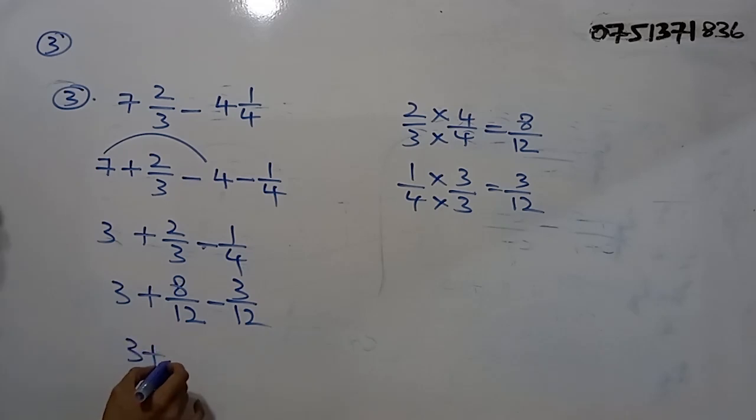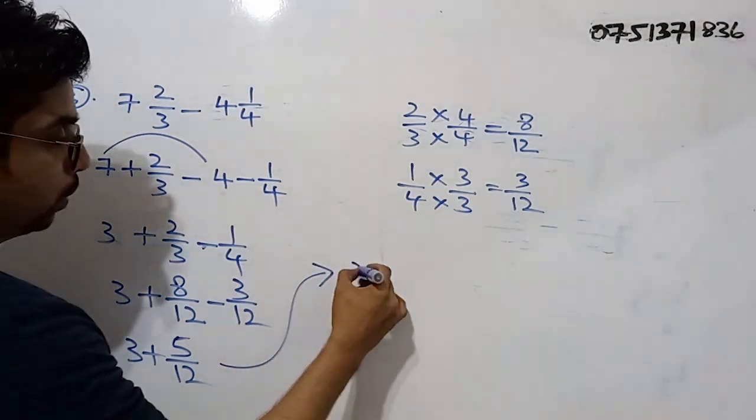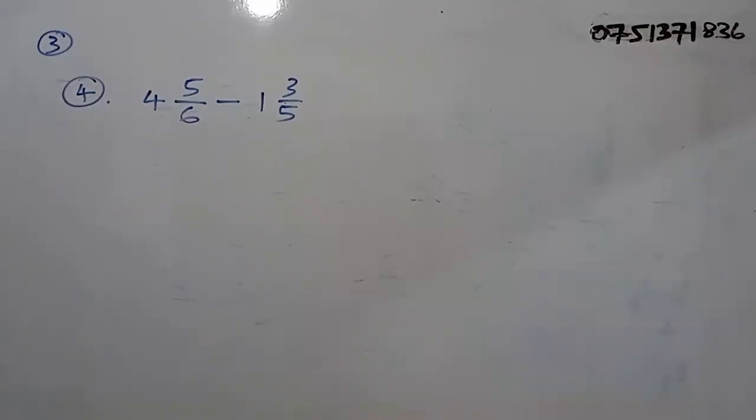So now we can simplify these two fractions. So 3 plus, what's the outcome here? 5 by 12. Right? So now we can continue over here. So 3 and 5 by 12. So that's the answer.